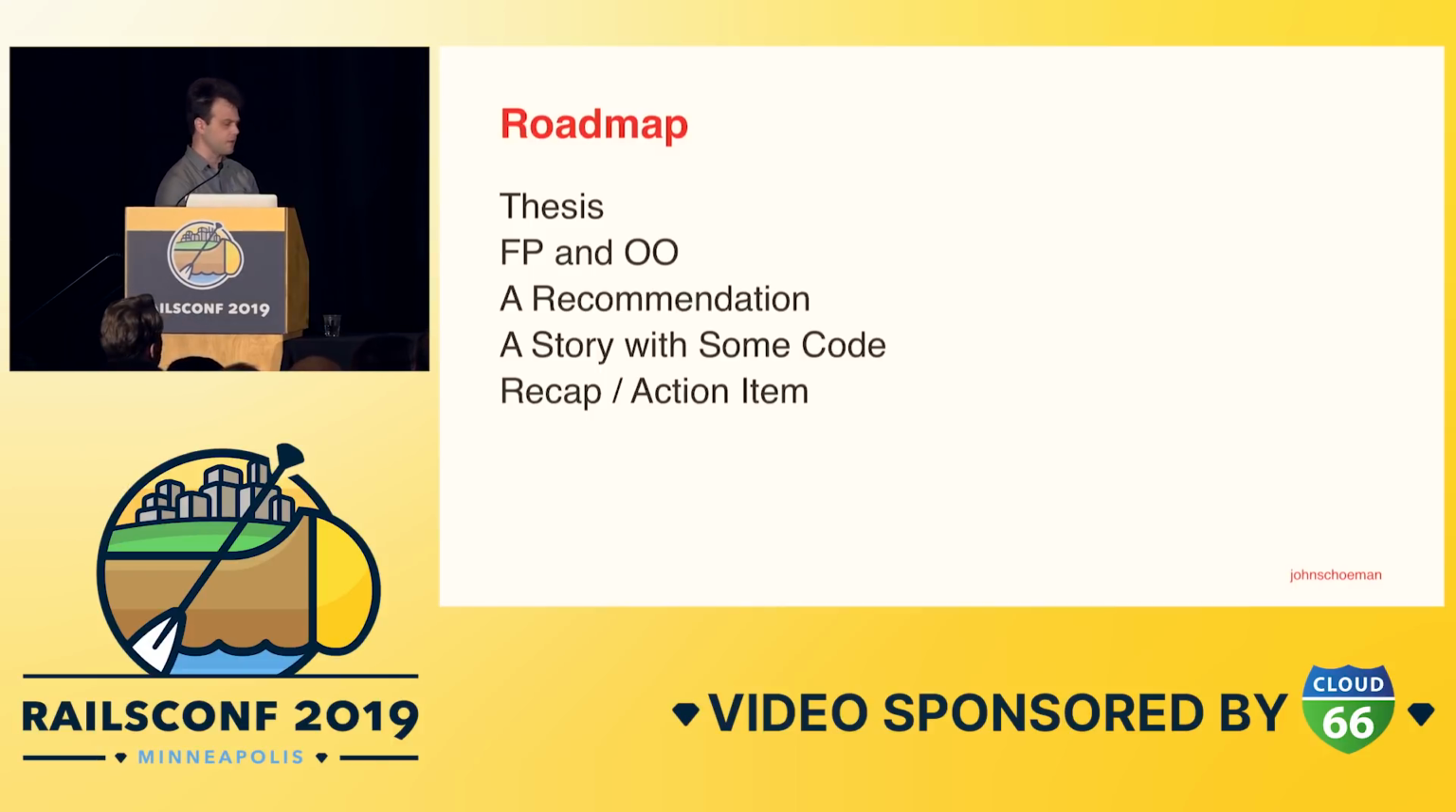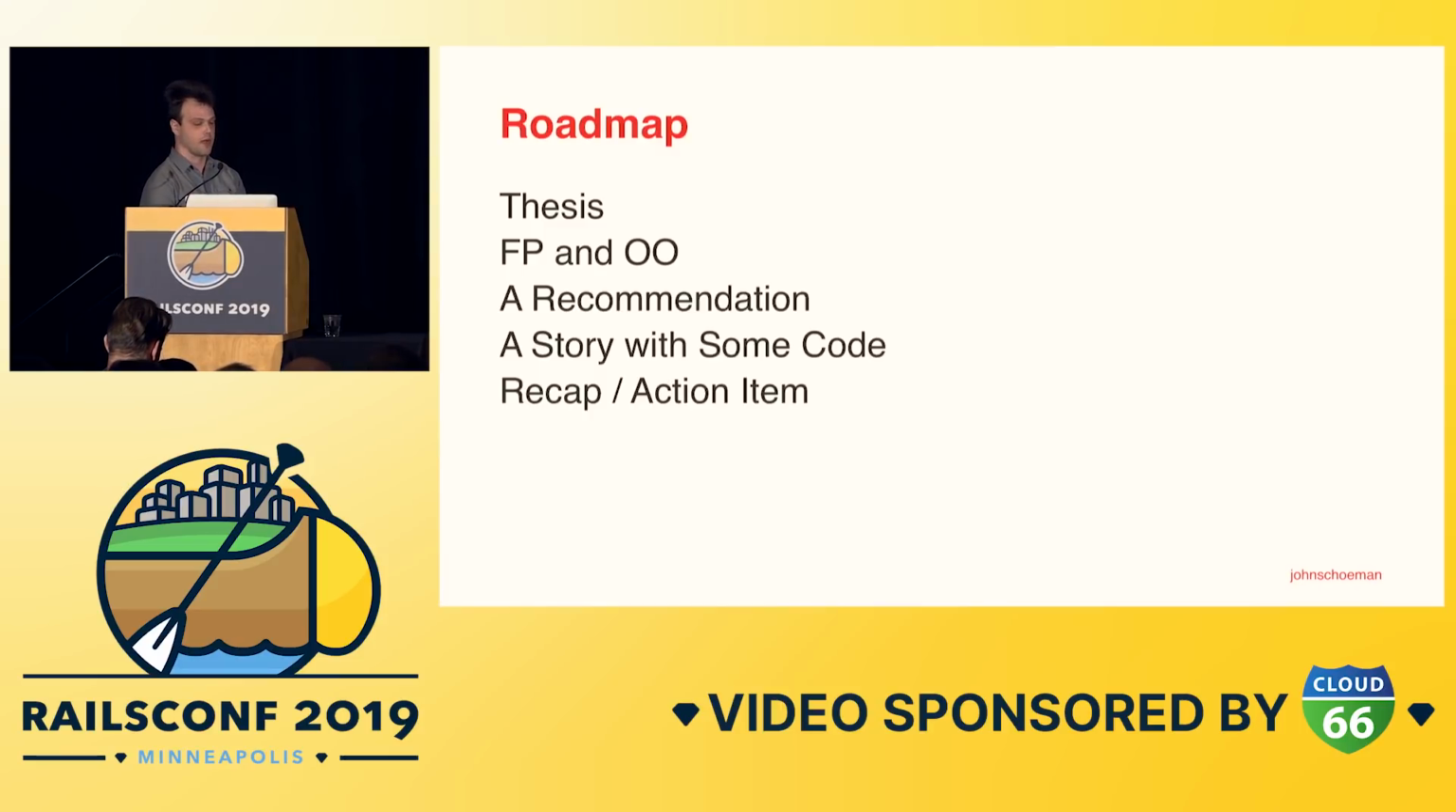So a roadmap for this talk. We'll start with a thesis, the key point, to get that established right off the get-go. We'll talk a little bit about functional programming and object-oriented programming at a very high level. Different people tend to mean different things when they say these terms. They're a bit ambiguous. I'm going to explain what I mean when I say those so we can all be on the same page. I'm going to make you a recommendation. It'll be a story that's going to have some code. That is where we will spend most of our time today.